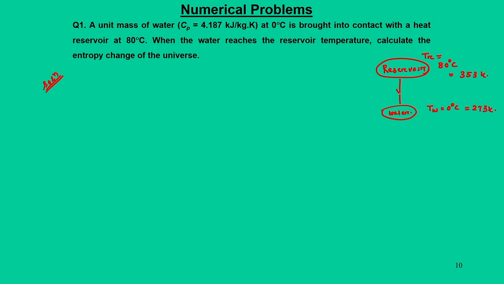Obviously, heat will flow from the reservoir to the water. During this process, we can calculate the entropy change for the universe, that is delta S universe, which will be nothing but delta S water plus delta S reservoir. To do that, first we have to find out how much heat is getting transferred. So, heat received.